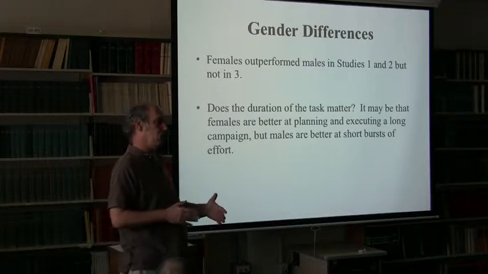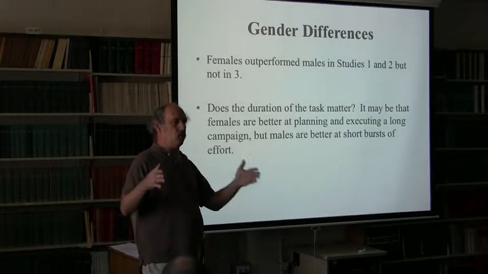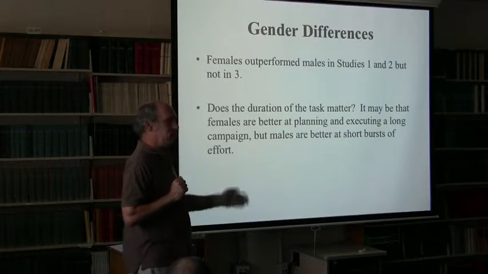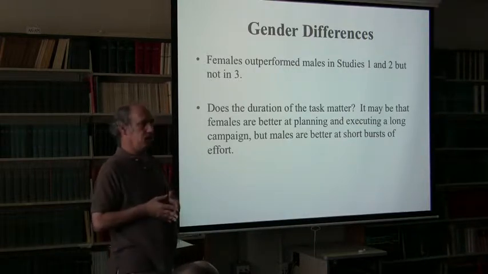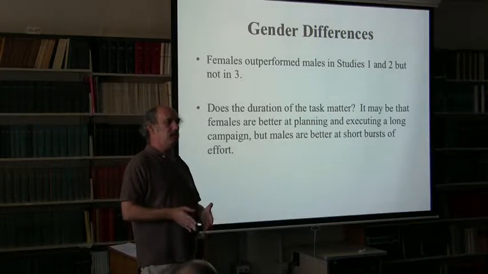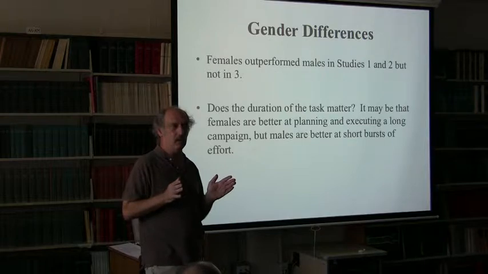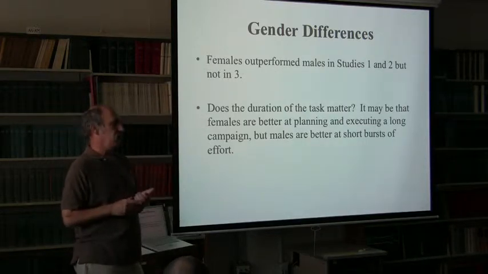Now these are studies where you have a long period of time, 5 weeks in the first study and 1 week of doing it every single day in the second study. Women did better in those studies. But in study 3, men did better. And this is something more of a quick burst. You can actually do all 20 the first day. You only have to keep track of 2 days. It's not so hard.